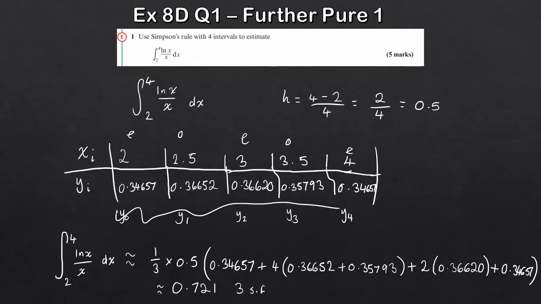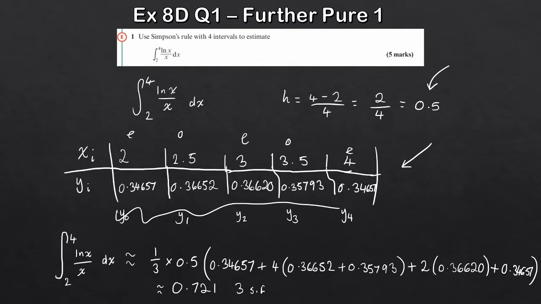It's very simple, very methodical though. Work out your h, like we did here. Write down your table of values. That's your next step. Remember, it goes even, odd, even, odd, even, depending on how many strips you have, or intervals, I should say. Your first one's always y0, then y1, y2, y3, y4, and so on. Then you always do a third times h, and multiply this by the endpoints, so 0.34657 plus 0.34657, and then 4 lots of the odd terms plus 2 lots of the even. And multiply that by a third of h. It's as simple as that.